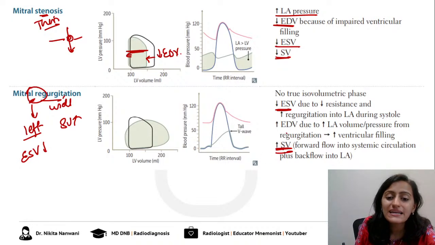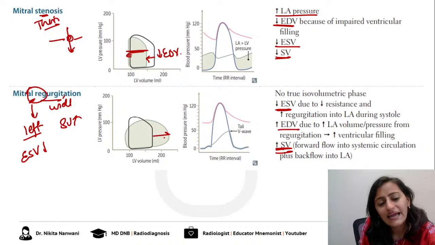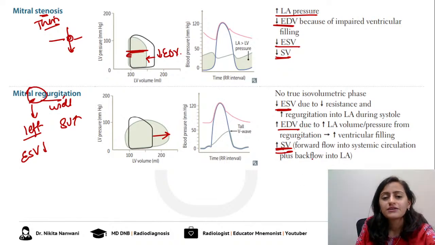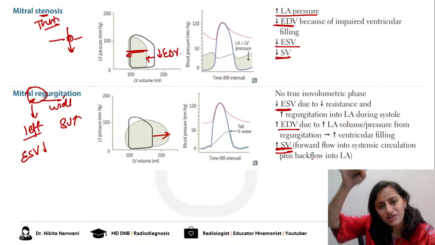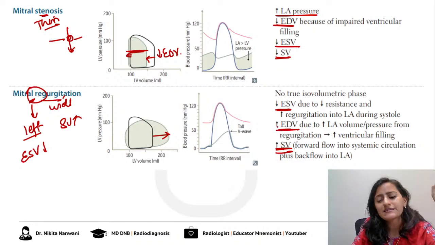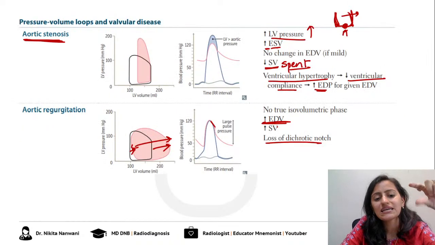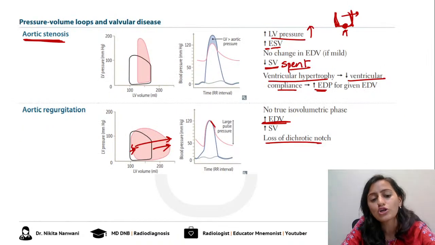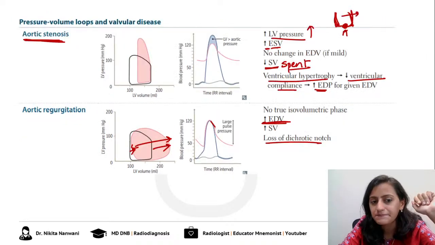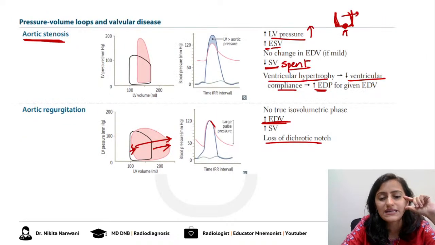What's happening to the end diastolic volume? The end diastolic volume is also increasing, right? क्योंकि ज्यादा ब्लड जा रहा है लेफ्ट एट्रियम में, वो लेफ्ट वेंट्रिकल में आ रहा है, तो एंड डायस्टोलिक वॉल्यूम भी बढ़ रहा है. So basically, if you see here in the regurgitant lesions, the stroke volume is more and the end diastolic volume is increasing. Okay, the end diastolic volume is increasing.